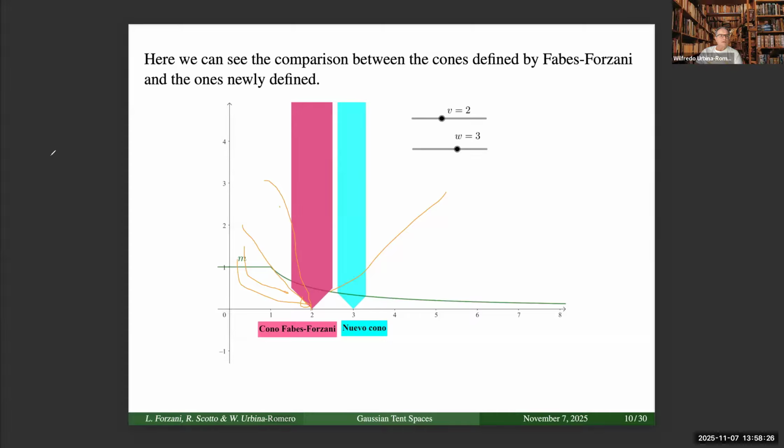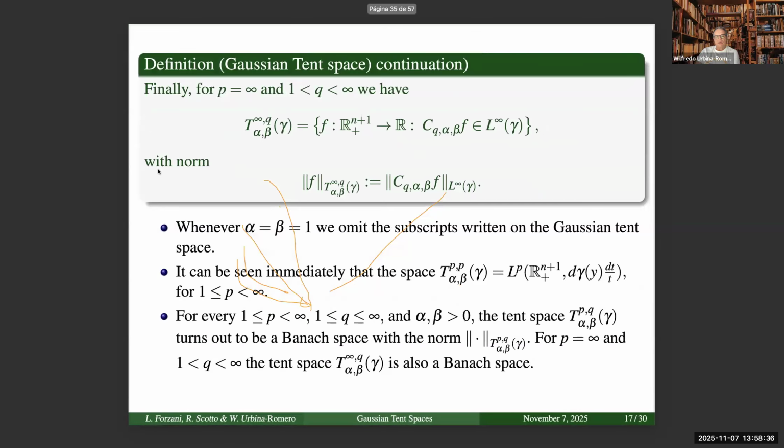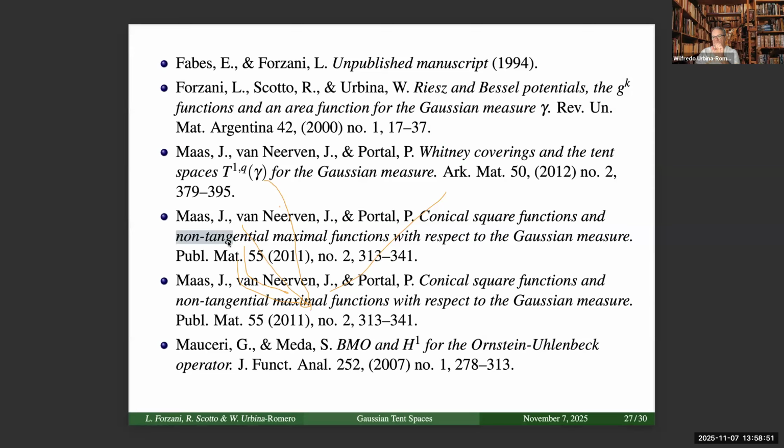That's why, for instance, in the paper by Maas, Van Neerven, and Portal, they refer to the non-tangential maximal function, because those are the ones that control the non-tangential convergence. That is important in our case. Okay? Hopefully that makes some sense.